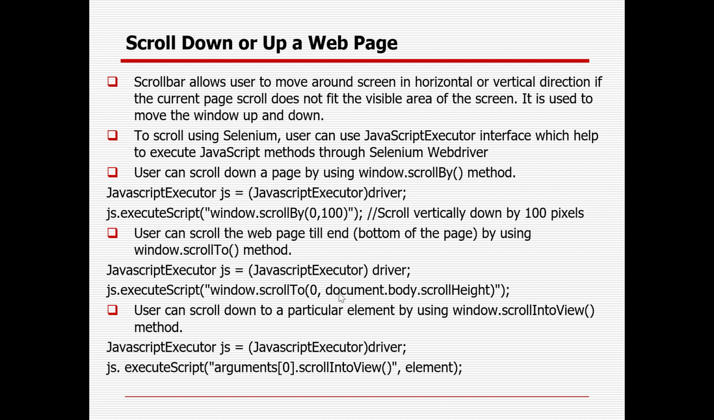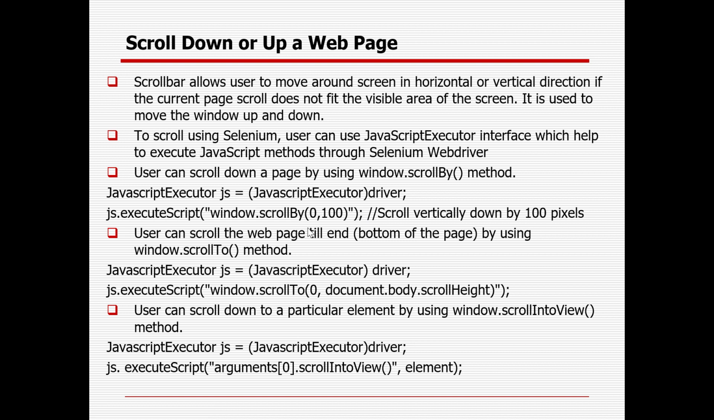To scroll using Selenium, the user needs to use the JavaScript Executor interface. That is the interface available in Selenium, through which there are a lot of methods available. The first one is window.scrollBy, through which you can scroll by some pixel movement. Pixel is a term from the image perspective, basically. You can go down 100.